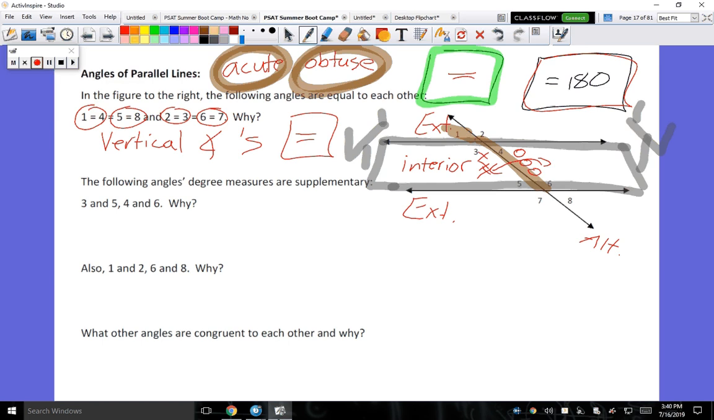Now we have 3 and 5 and 4 and 6. What are those called? Okay, so look at the field. They're not opposite. It's either alternate, same side, interior angles. Okay, so same side interior angles. Are they equal or 180? So some people are hesitating a little bit more. Look at 3 and 5. You have an obtuse, you have an acute. So they're 180.